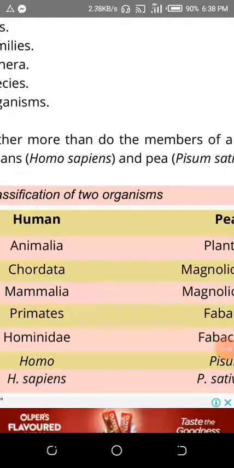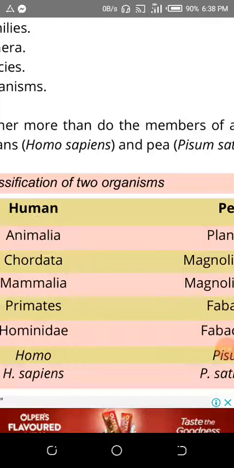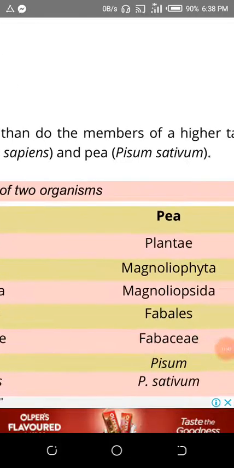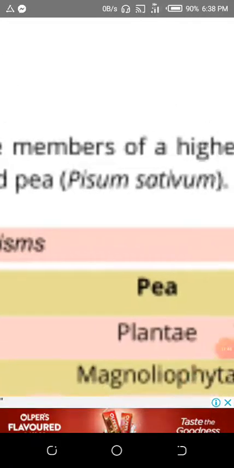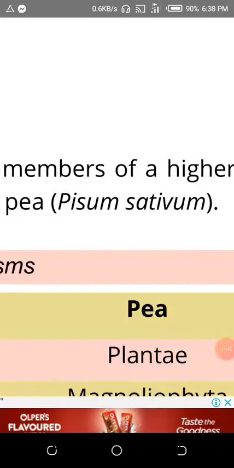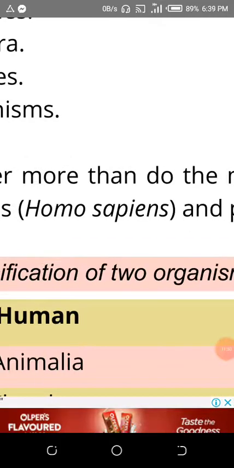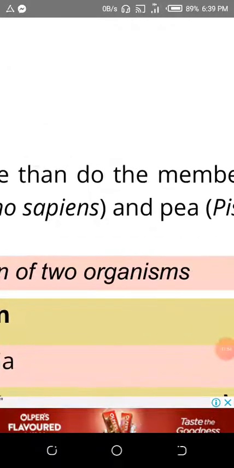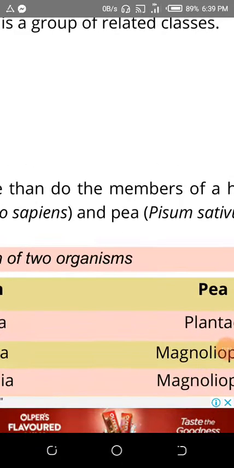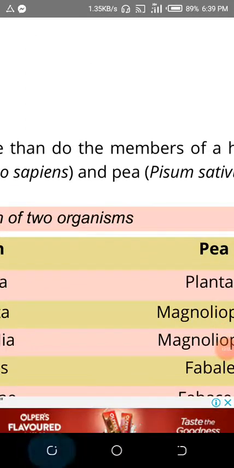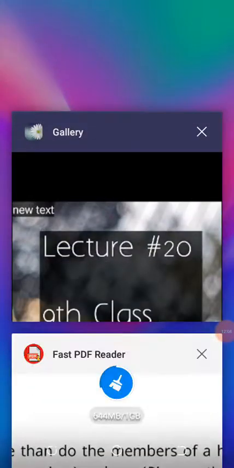We have to follow the binomial nomenclature, and binomial nomenclature means one will be the genus name, one will be the species name. Homo is the genus in this case, sapiens is the species, and Pisum is the genus, and sativum is the species. Is that visible on the screen? Yes, it is clearly visible. So these two living things are being classified according to binomial nomenclature. And who introduced the binomial nomenclature? Carolus Linnaeus. In the next lecture I will show you a slide.